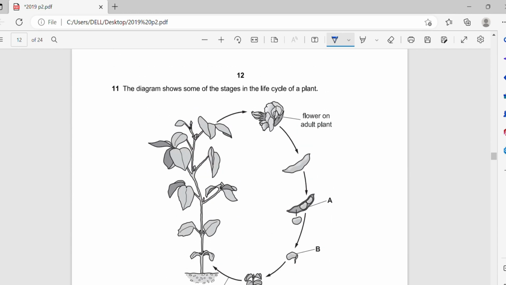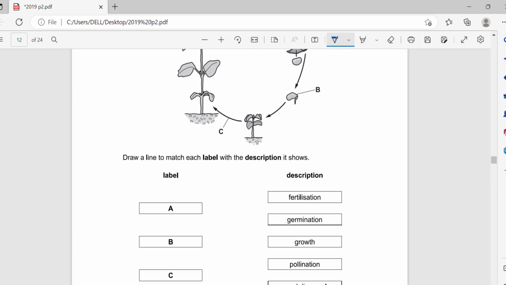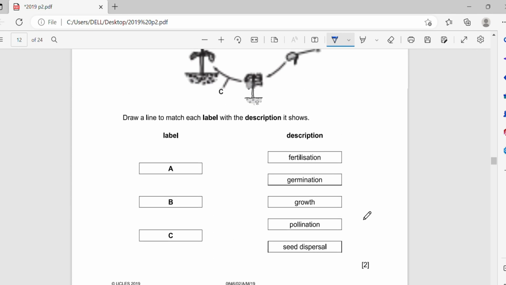The diagram shows some of the stages in the life cycle of a plant. And this is actually a complete life cycle. We have here the flower of an adult. بعد كده حصل process A, B, then C. What's happening here? Let's check the questions together. Draw a line to match each label with the description it shows. Label A, B, C, and here the description.